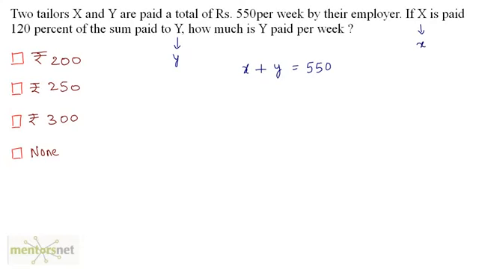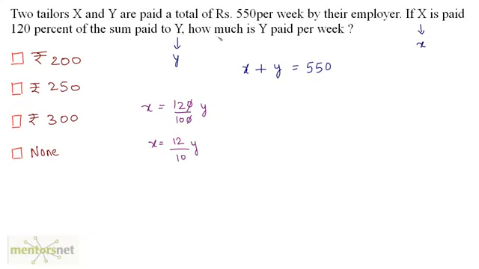Now another thing that is given is X is paid 120% of the sum paid to Y. So X is equal to 120% of y, so 120 upon 100 times y. So this 0 and this 0 get cancelled out. x is equal to 12 by 10 y.